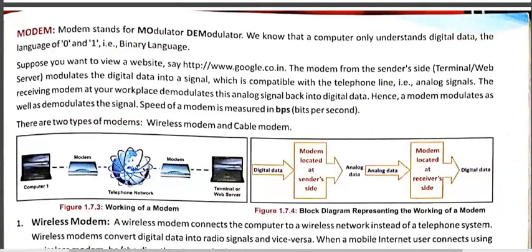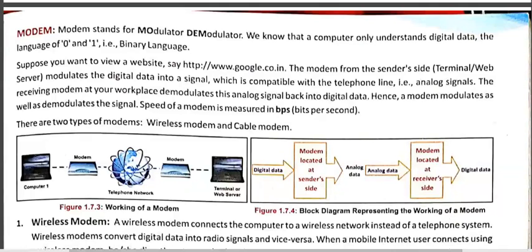Modem is the short form of modulator and demodulator. As we all know that our computers are nowadays only understands digital data, which is in the form of 0 and 1, that is in binary language. So modem is used to convert the digital signal of a computer sending to analog signals that can be transmitted over telephone lines. After that, before sending the analog signal to the destination computer, another modem converts it into digital signal that could be processed by the receiving computer.